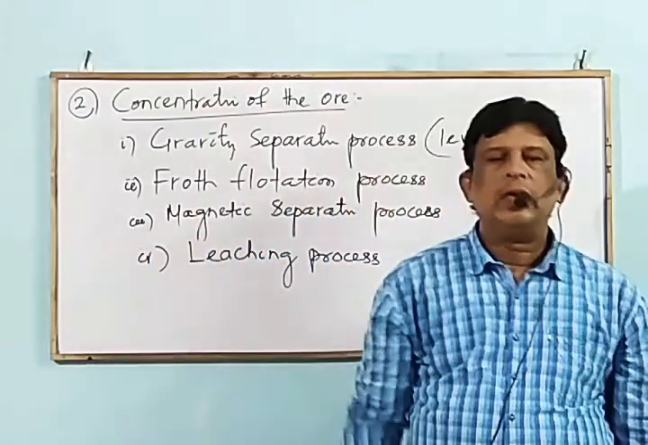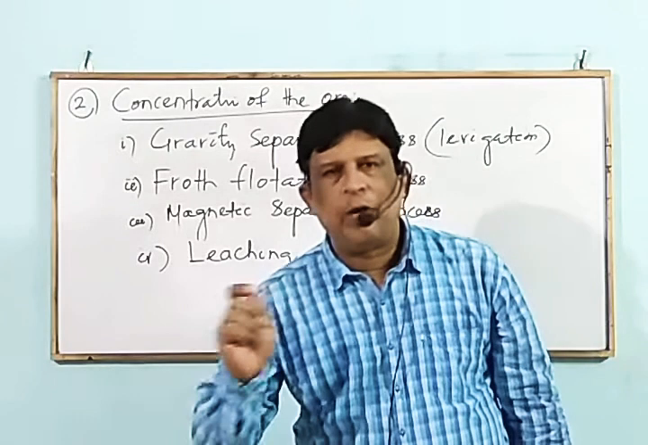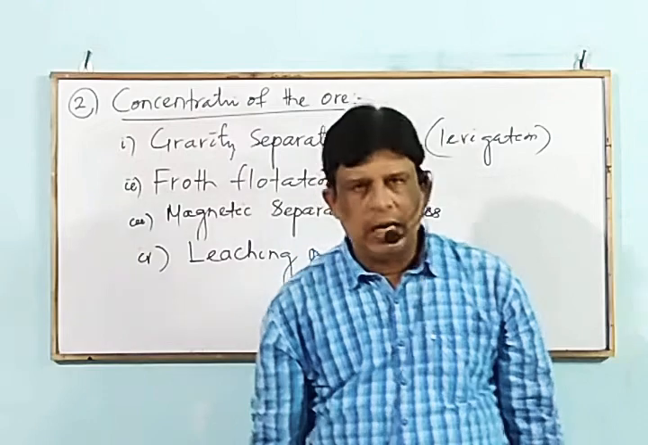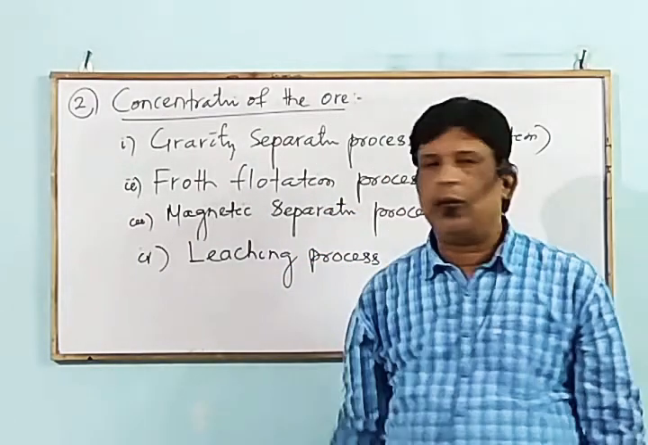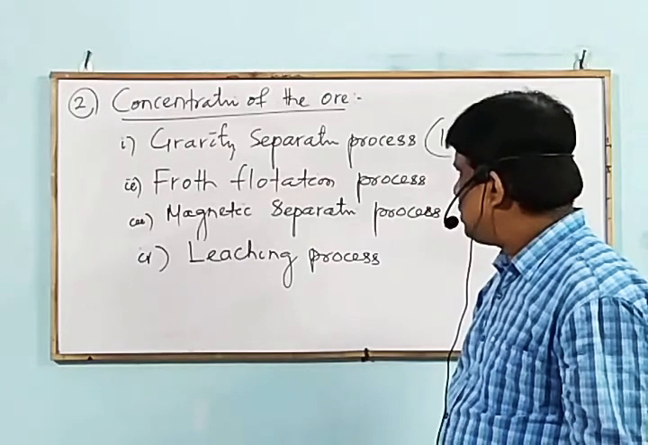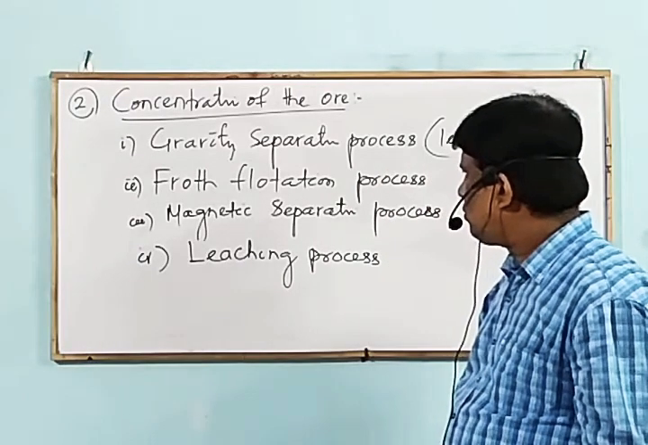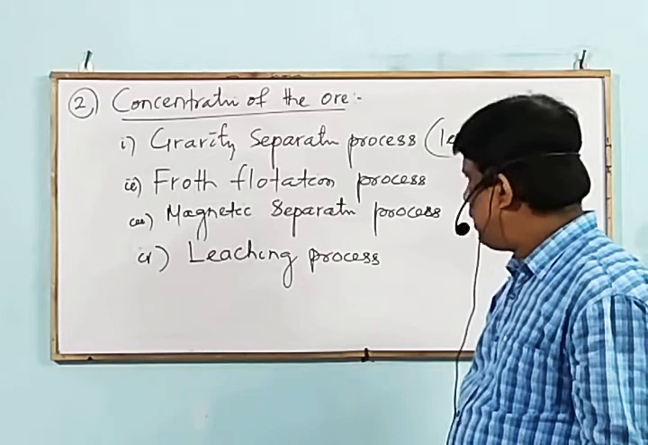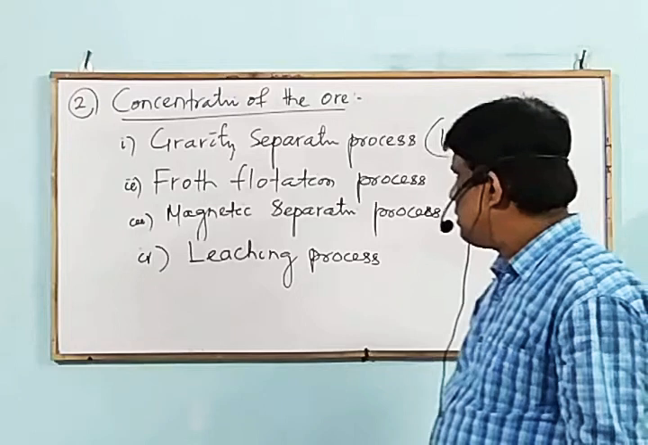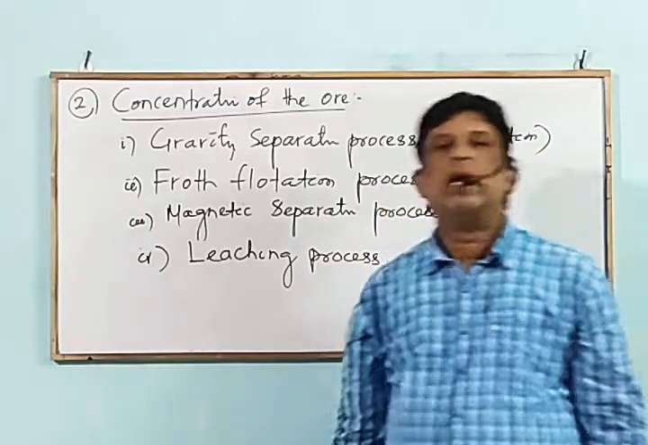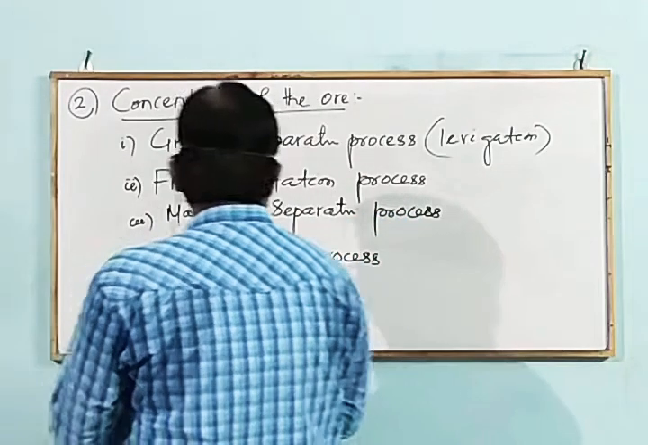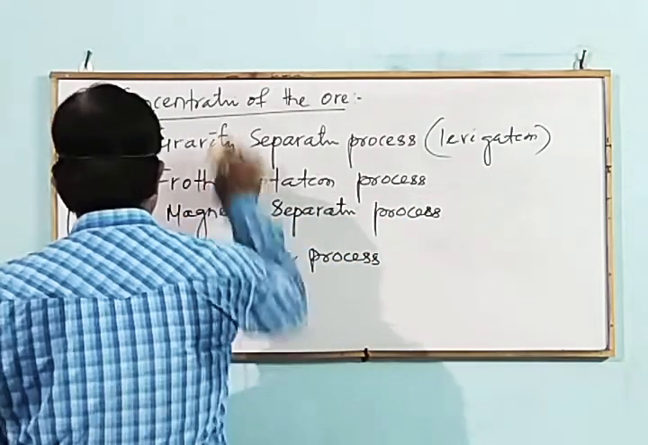I repeat again. Depending upon the type of impurities present in the ore, generally four different steps are followed: gravity separation process, froth flotation process, magnetic separation process, and leaching process. Let us discuss one by one. First one is gravity separation process.